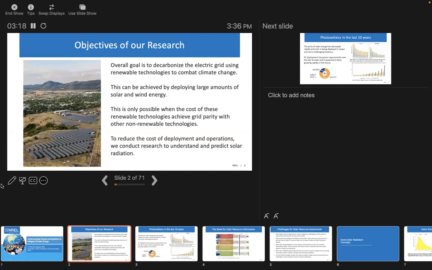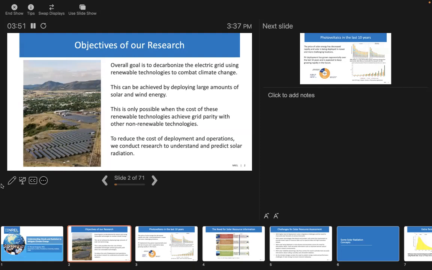Tell me if you can't hear me. So, objectives of our research. I'll quickly go through it. Ultimately, the overall goal is to decarbonize the electric grid using renewable technologies, and we're trying to do that to combat climate change. One way of achieving that is deploying large amounts of solar and wind on the grid, so it displaces all your coal plants and other fossil fuel-based plants.